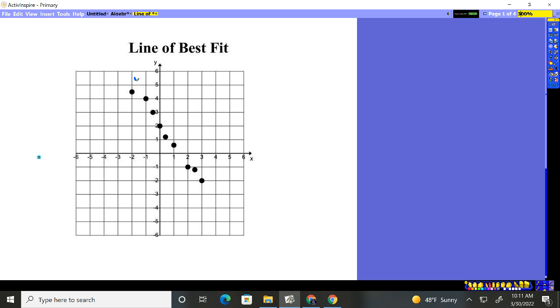So you and I might say, hey, we drew a line right like that. That is a line pretty close. Most dots are just a little bit away from it. So that's a pretty good fit. So that'd be the line of best fit.